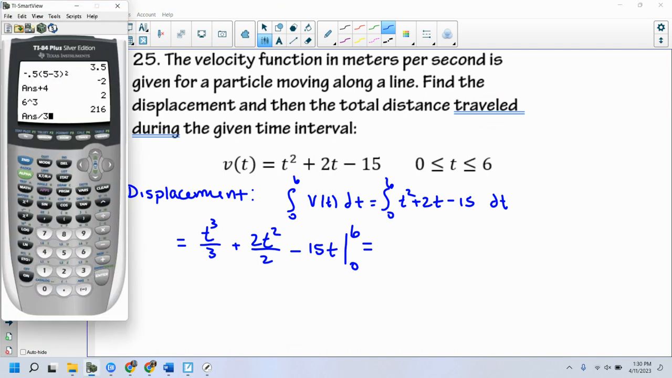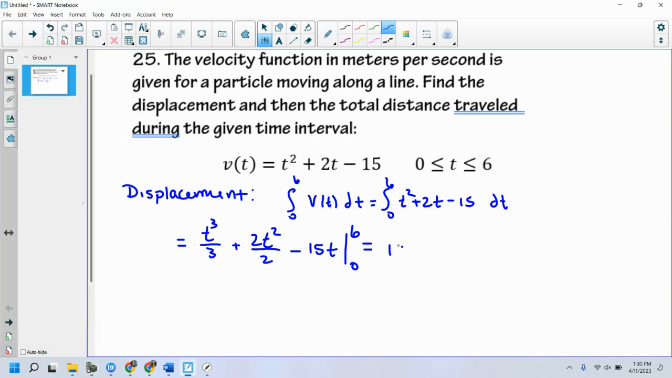6 to the third divided by 3, plus 2 times 36 divided by 2. Well, that's just 36, okay? Minus 15 times 6, which gets us 18. 18 meters. Net change of 18 meters in the positive direction.